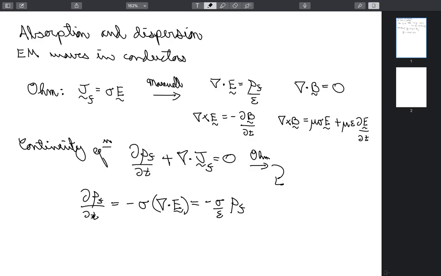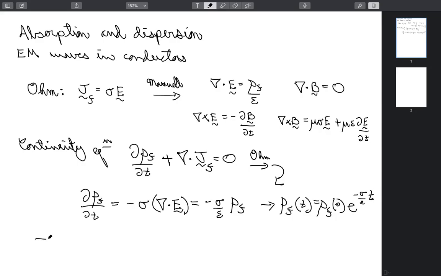So you see d dt of rho f is proportional to rho f, and that means that we can immediately write the solution that rho f as a function of time is just rho f at time 0 with an exponentially decaying behavior with a time scale of epsilon over sigma.